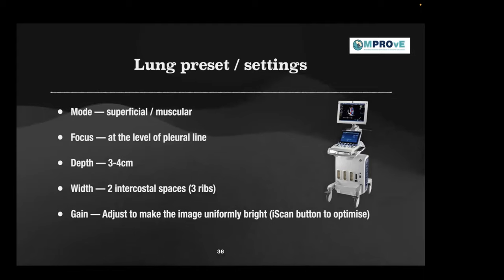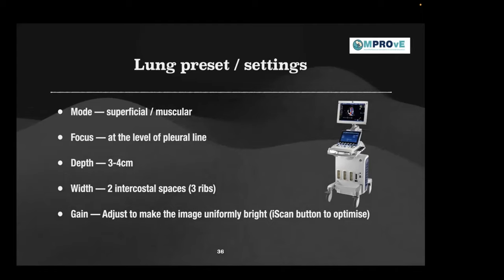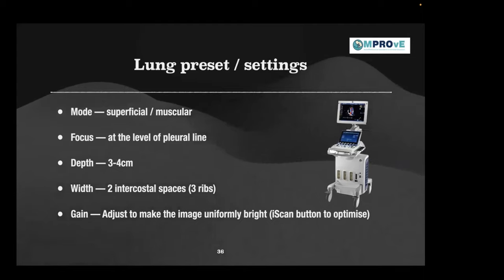Gain. How to adjust the gain? If you are lucky enough to have an eye scan button on your scanner, just hit the eye scan. It just does the job for you. Otherwise, I'll not go into the nitty gritty of how the gain settings are done. But just to understand, it is to make the image uniformly bright. That's the whole idea. You can use the gain knob on your scanner to uniformly brighten up the image.